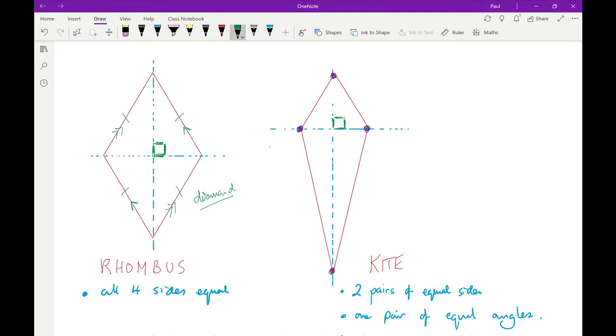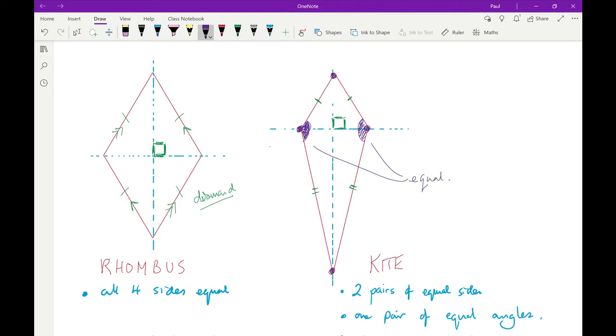If you look on the right you'll see a kite. Now what's special about a kite, it's got two pairs of equal sides, so these top short ones, they're equal to each other, and the bottom long ones, they're equal to each other. But there are no parallel sides here, but there's one pair of equal angles. So if you look at where the sides of different length meet, you make two angles which are equal, and I've marked those as equal.